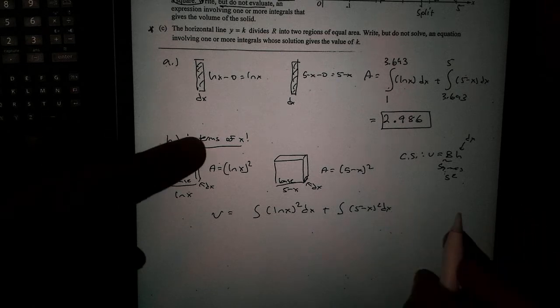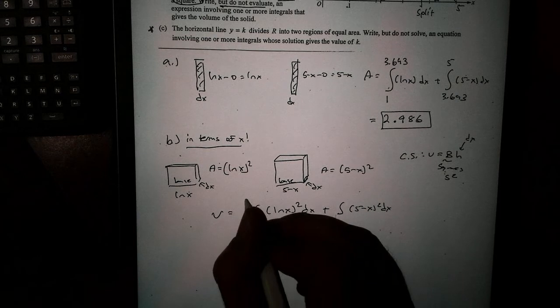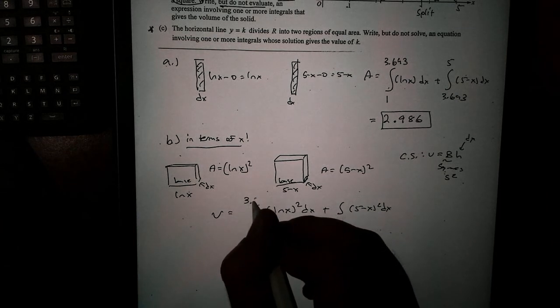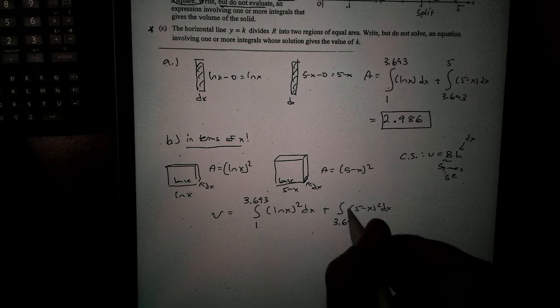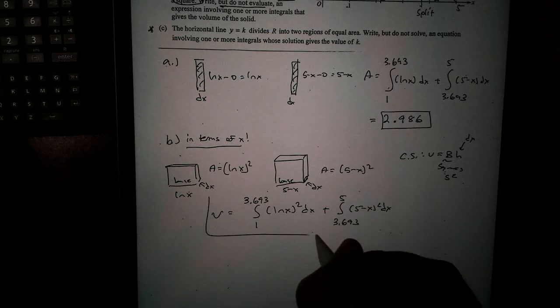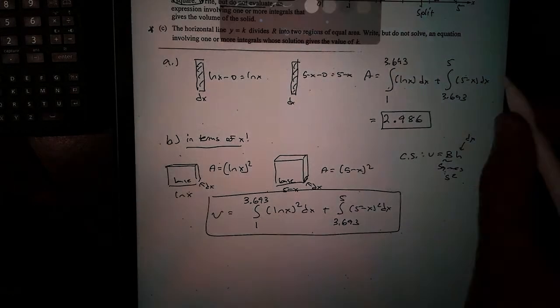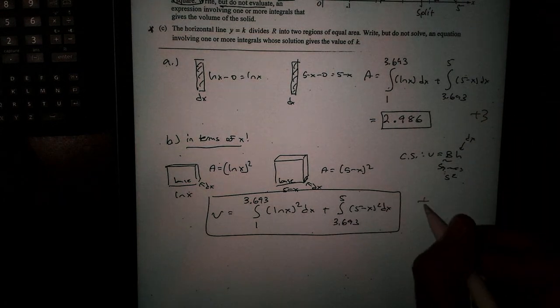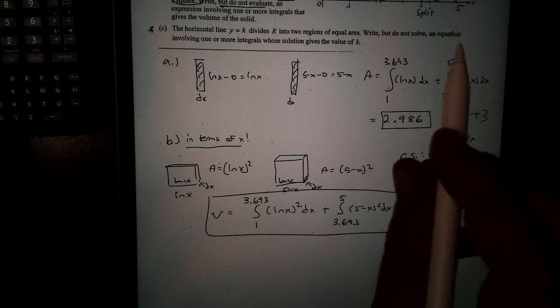And now we have to find our domains. Well, the domains are going to be the exact same up here. 1 to 3.693, and then from 3.693 to 5. And that would be your volume right here. So both of these questions are worth 3 points. You get 3 points here, 3 points here. Up here they wanted you to solve it. Up here they didn't say solve it, they just said leave it alone.